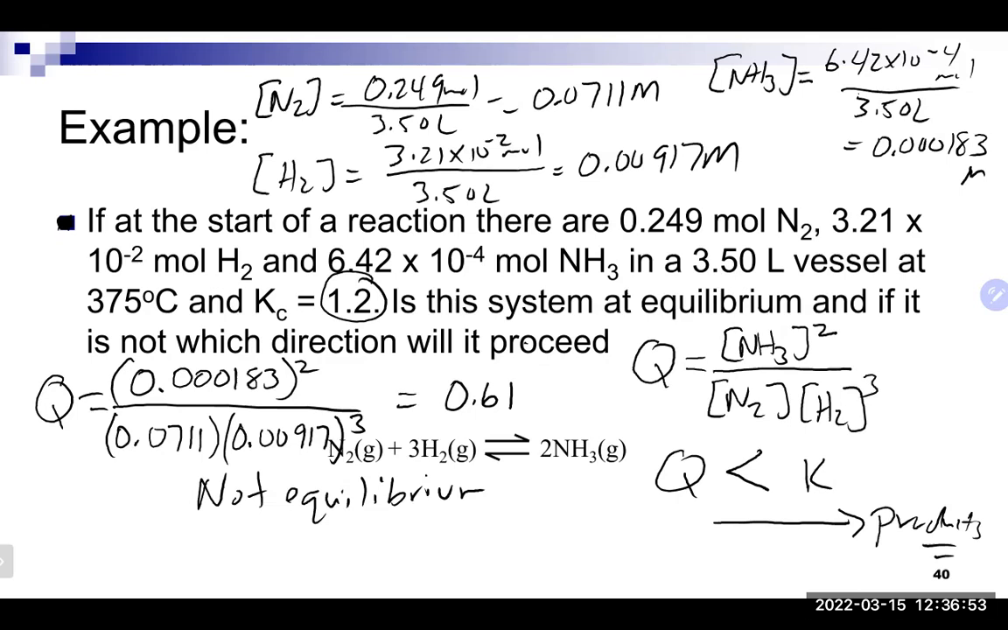Any questions on Q here and how to calculate Q? Again, like I said, it's the same as K. We use it a lot to answer those two questions: if we're at equilibrium, and which way we need to go to reach equilibrium. That is typically what we use Q for. Any questions on that?